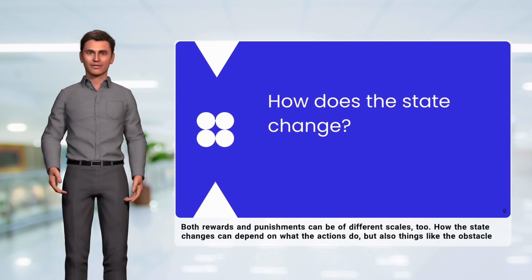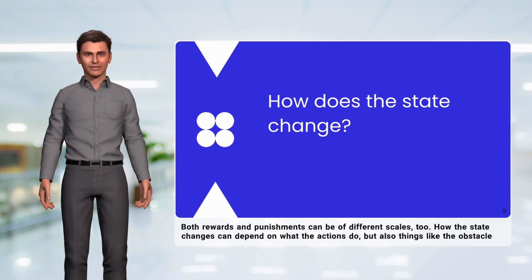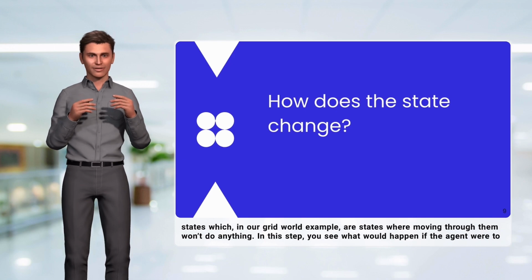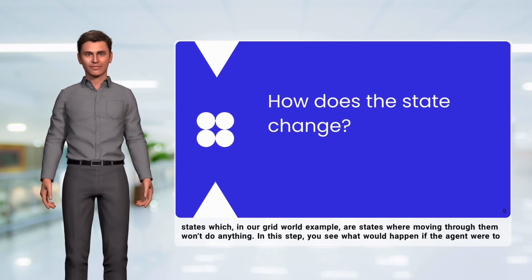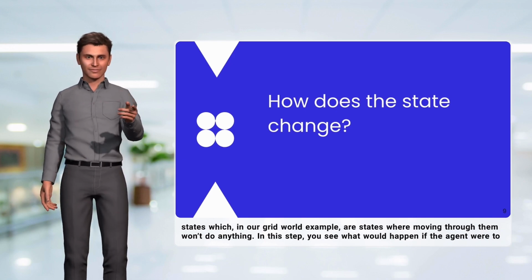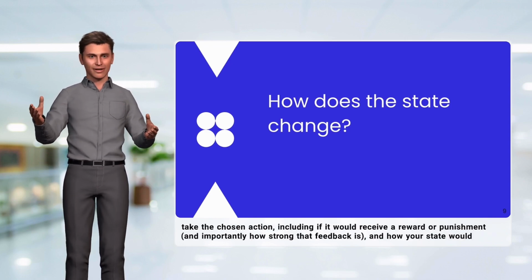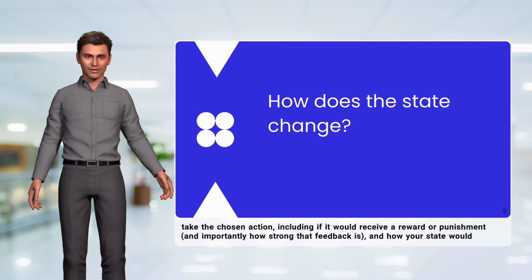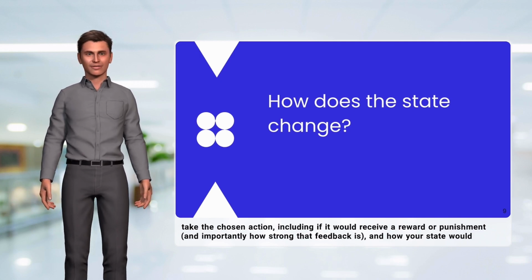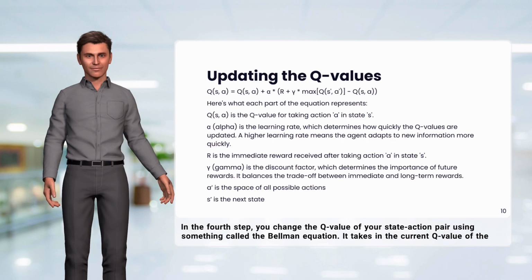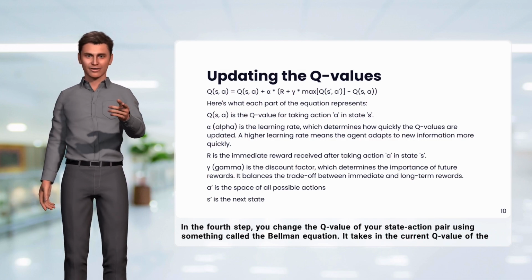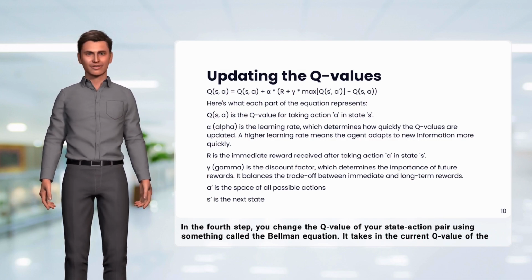How the state changes can depend on what the actions do, but also things like the obstacle states which, in our grid world example, are states where moving through them won't do anything. In this step, you see what would happen if the agent were to take the chosen action, including if it would receive a reward or punishment, and importantly how strong that feedback is, and how your state would change. In the fourth step, you change the Q-value of your state action pair using something called the Bellman equation.